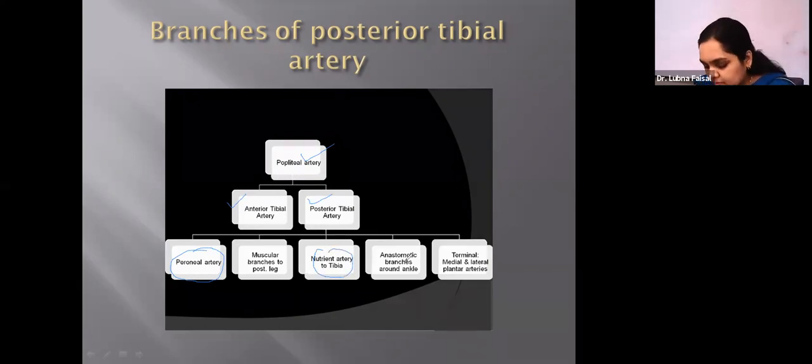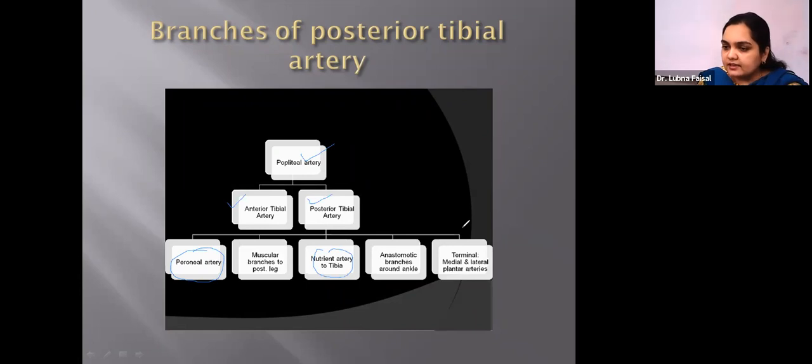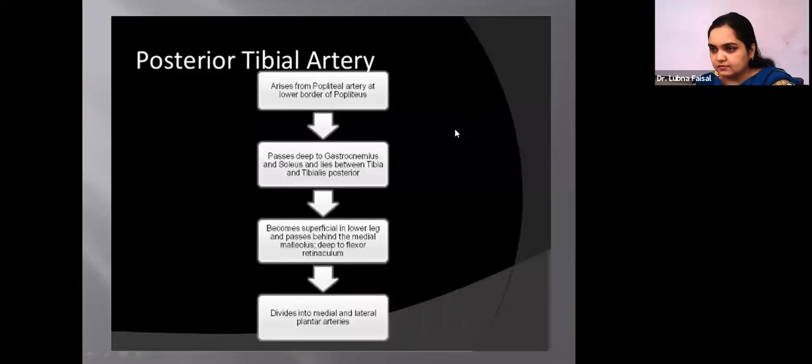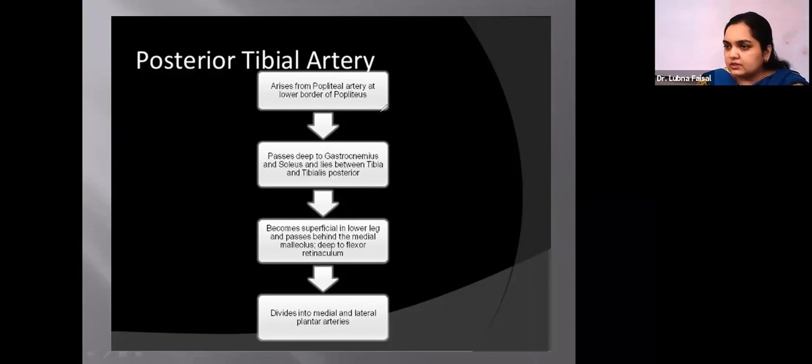Anastomotic branches, anastomosing with what? Around the ankle, or we can say the articular branches to the ankle. And the terminal branches, just like the tibial nerve: the posterior tibial artery gives the medial and lateral plantar arteries. This is the course of the posterior tibial artery, from the popliteal artery at the lower border of the popliteus muscle in the popliteal fossa, where it divides into anterior and posterior.